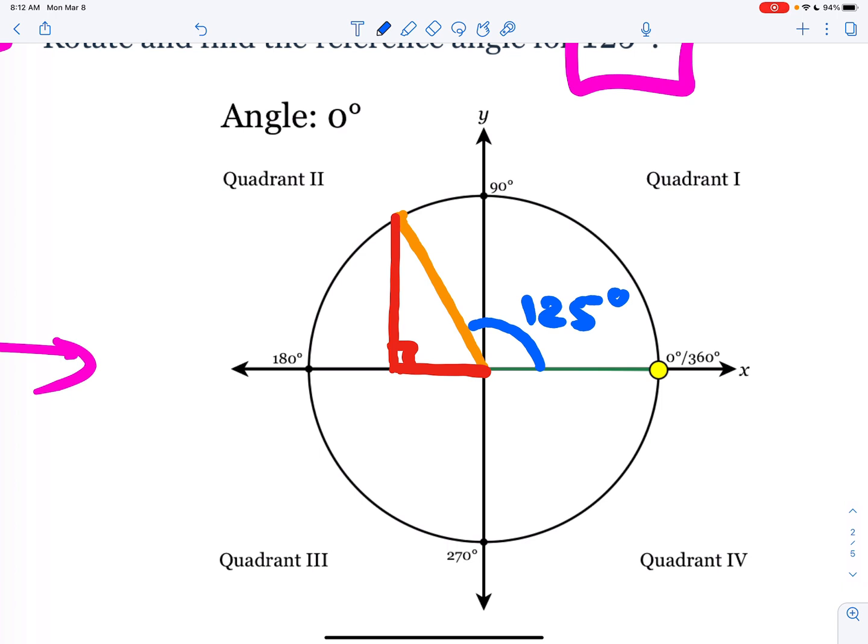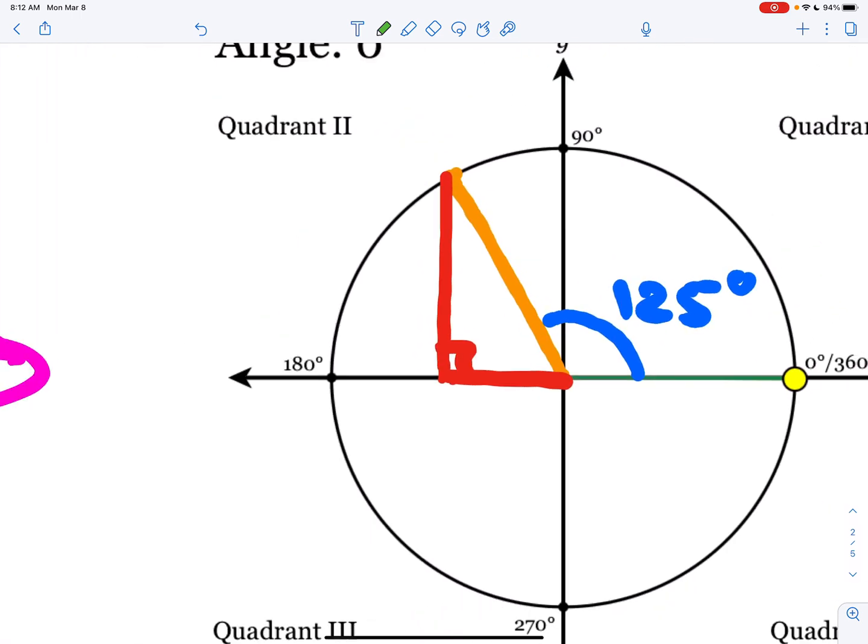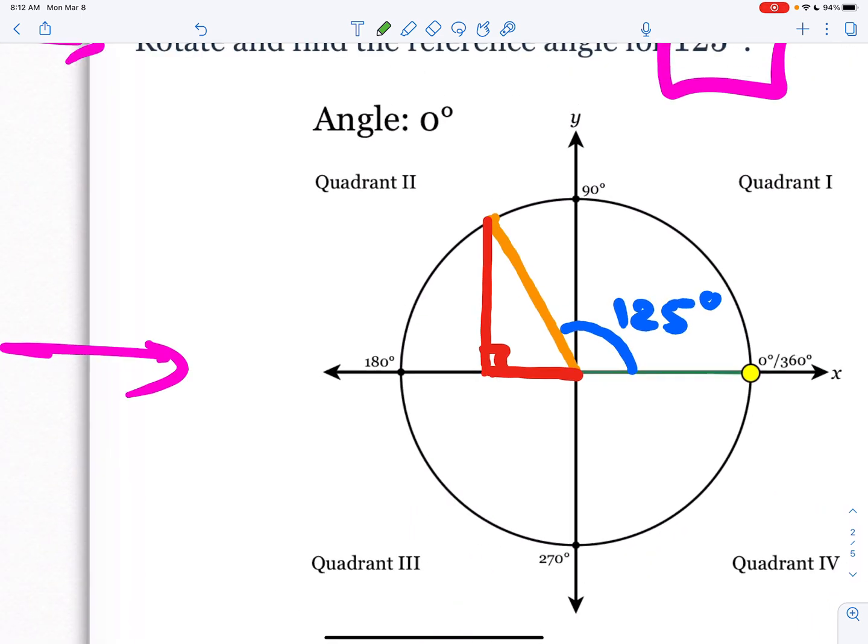Okay? The reference angle is this acute angle right there. Let me make that a little bit larger. That's 125 degrees, and that angle right there is some theta. That is your reference angle. Okay? So using logic, don't try to stick with rules, you guys. We have to figure out what this reference angle is.